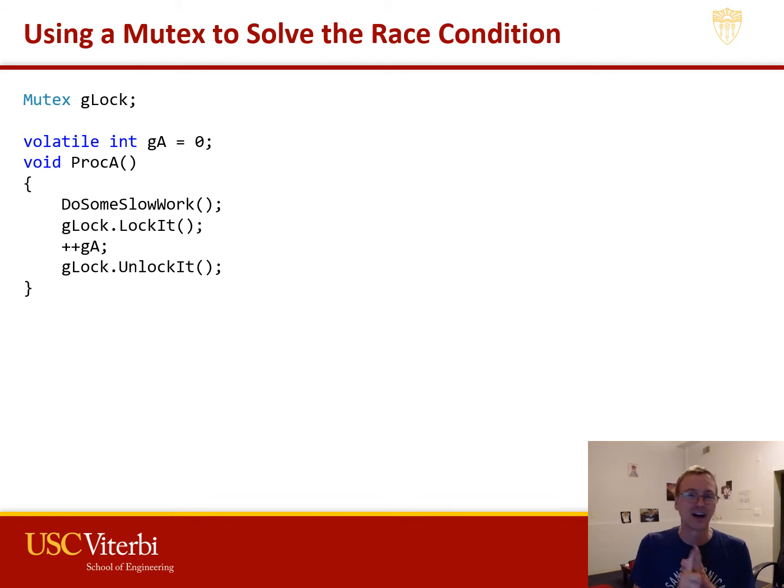Now, a couple things. Don't forget to unlock the mutex, and don't lock it when you don't need it. Like, a common mistake is to lock the mutex up here before we do the slow work. We don't need the mutex while we're doing all this slow work. We only need it to protect this one tiny thing.